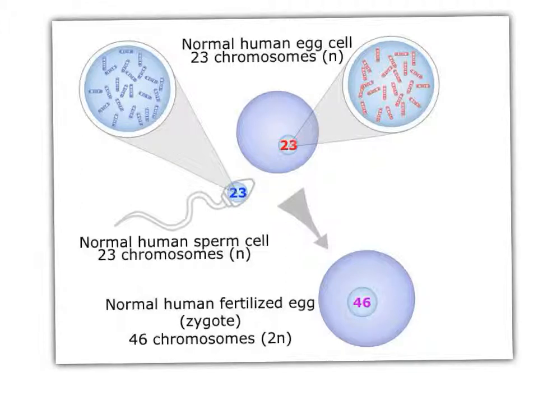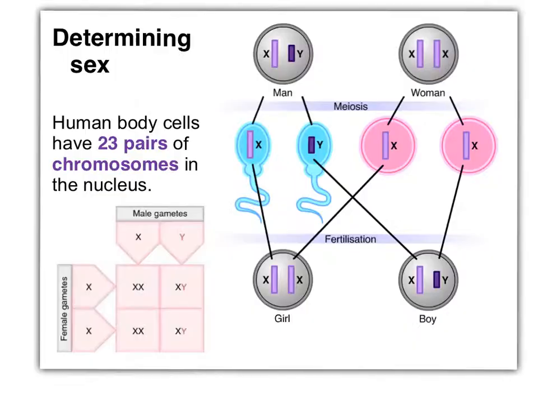So if we look at how this then creates our characteristics, we need to go back to the chromosomes. So essentially, there are 23 pairs of chromosomes in the nucleus. Now, the 23rd pair of chromosomes codes for sex. So if you get an XY pair of chromosomes, you will be a man, and if you get an XX, you will be a woman.